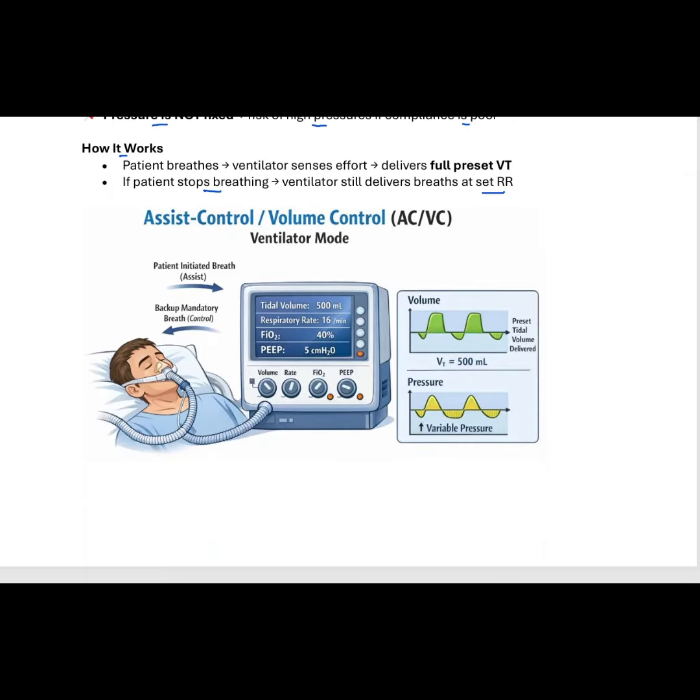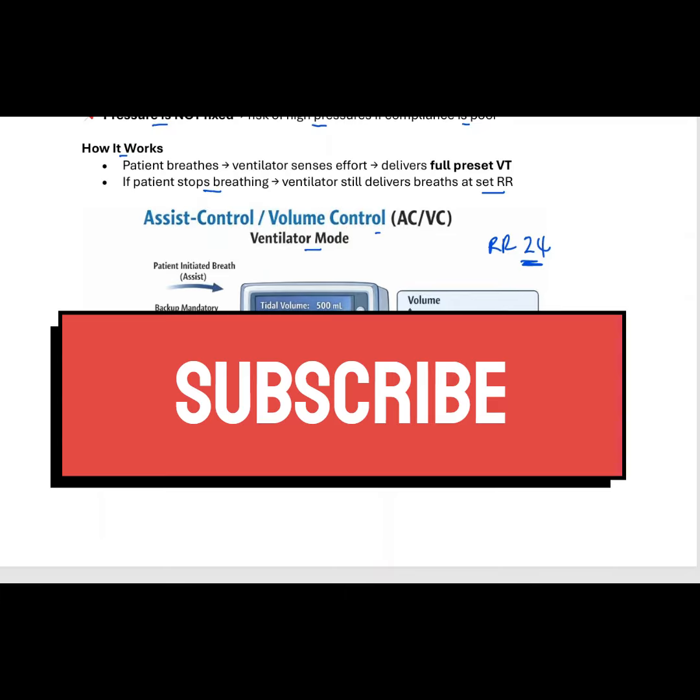And this is just an image showing the assist control, volume control ventilator mode. So you can see what we set: our tidal volume, our respiratory rate, our FiO2, and our PEEP. Let's say this patient is generating a respiratory rate of 24. That means out of these 24, 16 of them are going to be our set respiratory rate, and the rest are patient initiated. So the patient is initiating those breaths. But regardless, whether patient initiated or our set respiratory rate, the patient is going to get a full tidal volume, our full preset tidal volume that we set, which is going to be 500, guys.